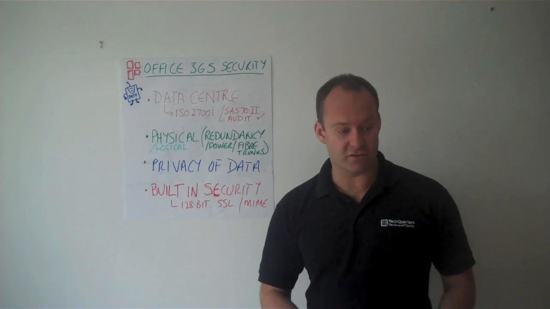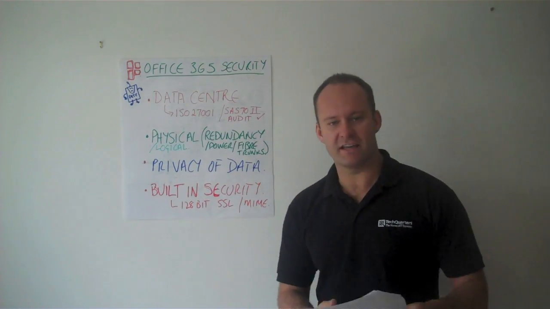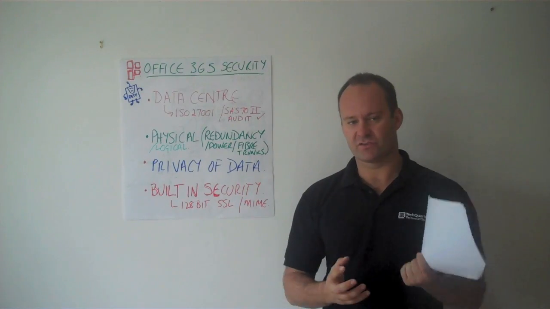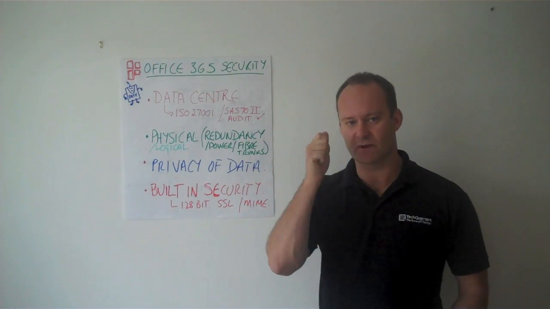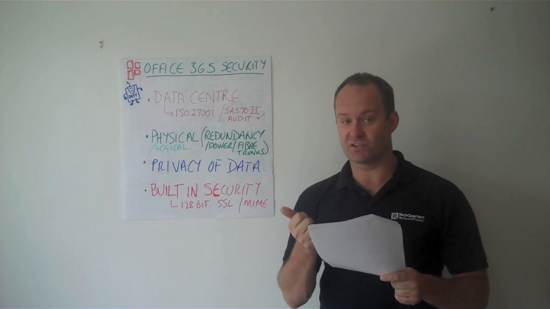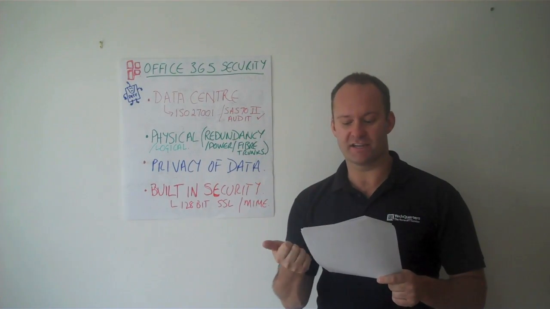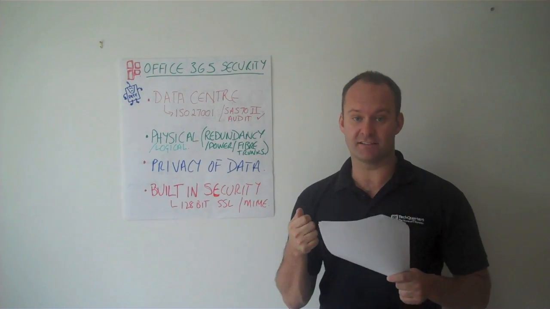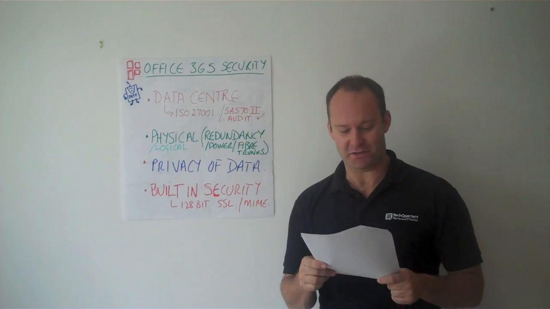Moving on, built-in security. What we're talking about here is when you connect to the Microsoft servers, you're connecting over 128-bit secure encryption. This is using secure sockets layer and transport layer security. That's SSL and TLS to most of us in the techie world.